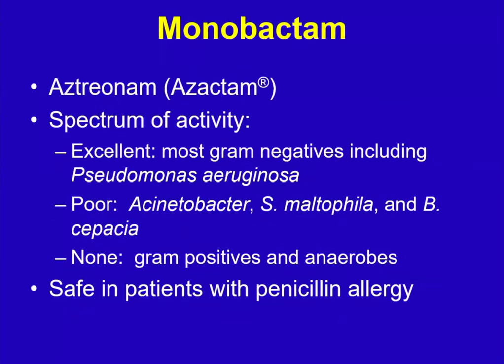Monobactam is its own little container, so to speak, and basically has only a single drug in it, aztreonam. The only role we use aztreonam for typically, and always now, would be for our beta-lactam allergic patient who needs gram-negative coverage and you don't want to use a quinolone or whatnot. So it's got excellent gram-negative coverage, including Pseudomonas. But it doesn't have great Acinetobacter, Stenotrophomonas, or Burkholderia coverage. It's basically exclusively gram-negative, zero gram-positive, zero anaerobe.